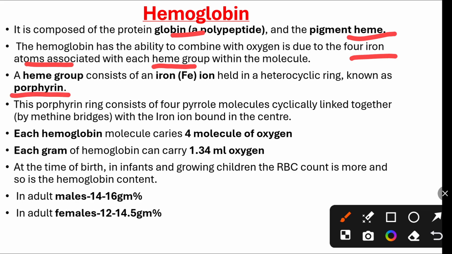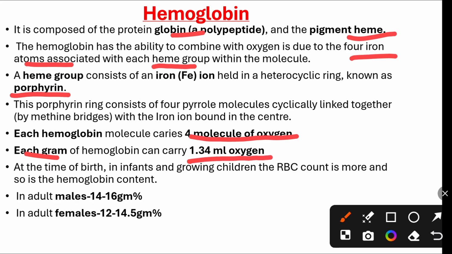This porphyrin ring consists of 4 pyrrole molecules cyclically linked together by methene bridges, with the iron bound in the center. Each hemoglobin molecule carries 4 molecules of oxygen. Each gram of hemoglobin carries 1.3 ml of oxygen.